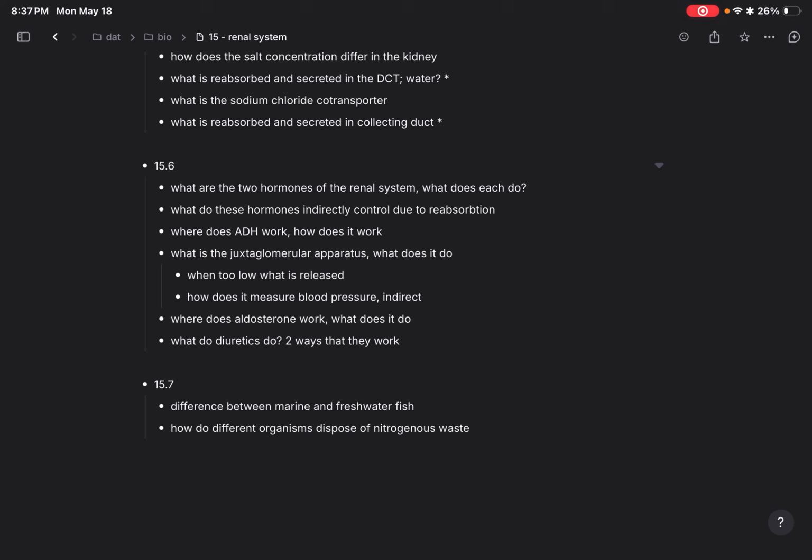Anyways, what are the two hormones in the renal system? What do these do? So first we got aldosterone, and then we got ADH, antidiuretic hormone. So what does each do? Antidiuretic hormone will make you retain water. Aldosterone will make you want to pee more, right?